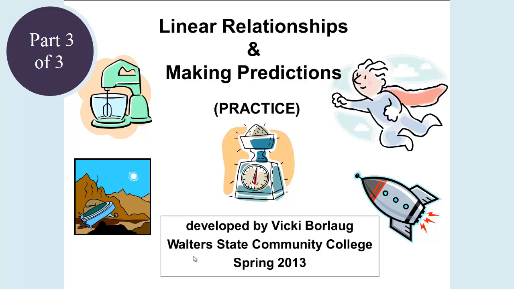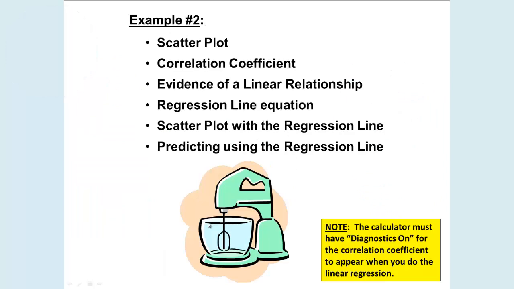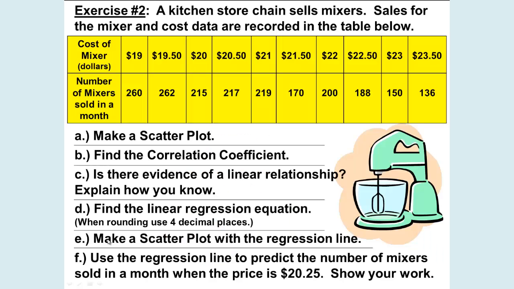This is part 3 of this series, and we are picking up with another example. In this example, we'll make a scatter plot, find the correlation coefficient, find the evidence of a linear relationship, the regression line, the scatter plot with the regression line, and make a prediction using the regression line. Note the calculator must have your diagnostics on for the correlation coefficient to appear when you do the linear regression.